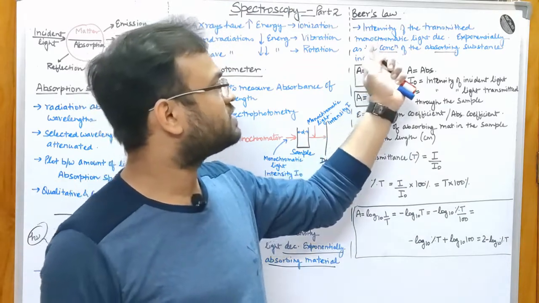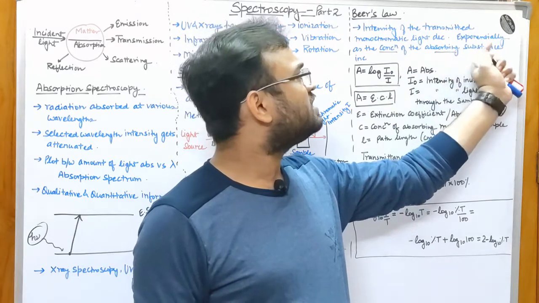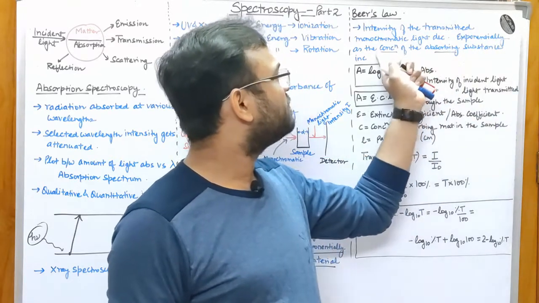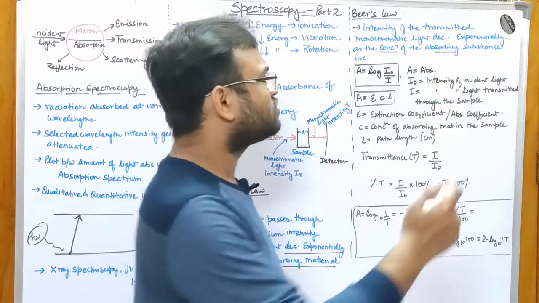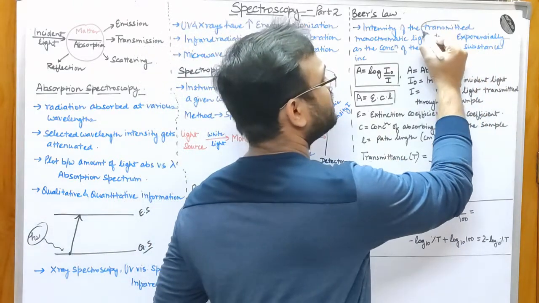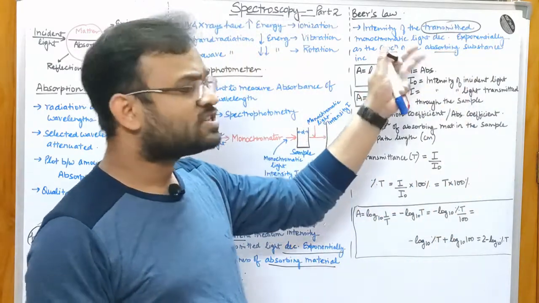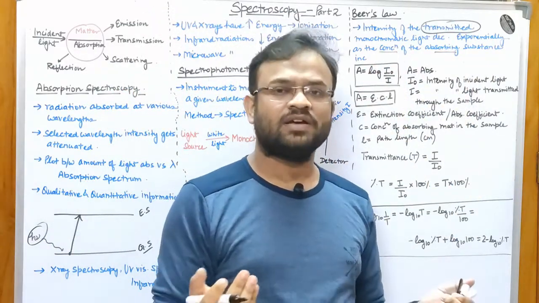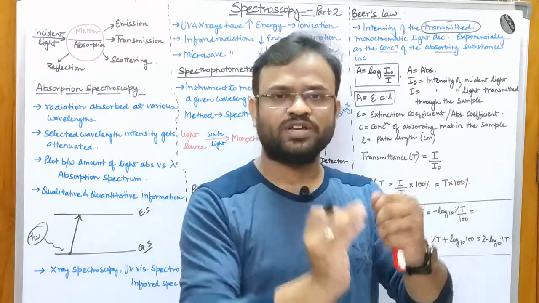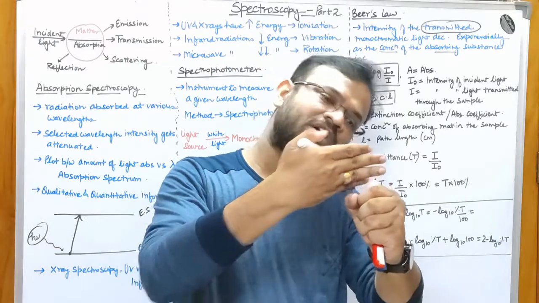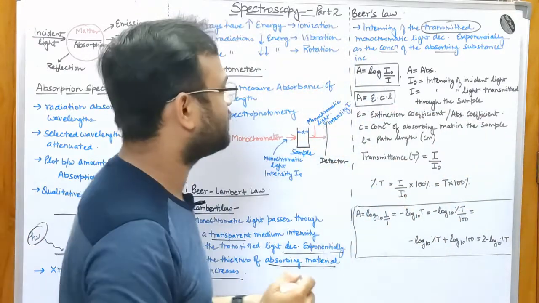So I have written over here: the intensity of the transmitted monochromatic light decreases exponentially as the concentration of the absorbing substance increases. In terms of transmittance, that means transmittance would be less, because as the thickness or the concentration increases, less light would be transmitted and more light would be absorbed. This is as simple as that.